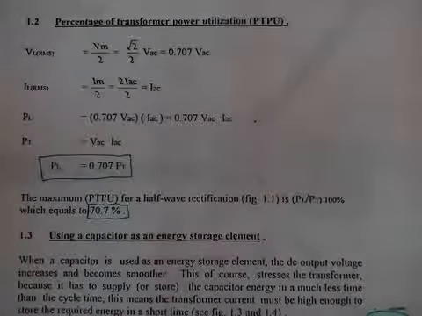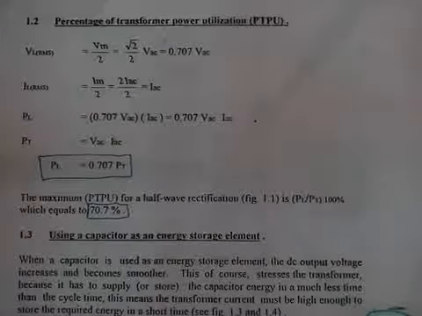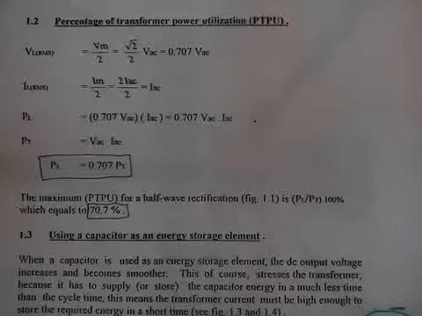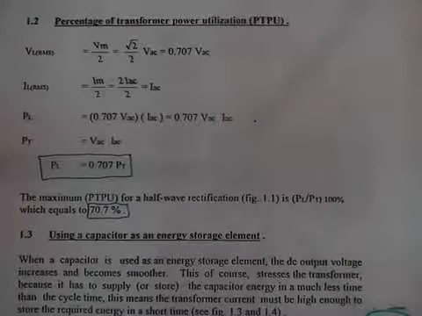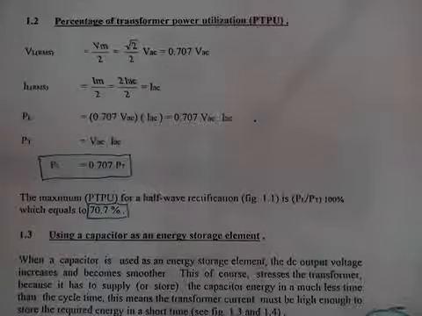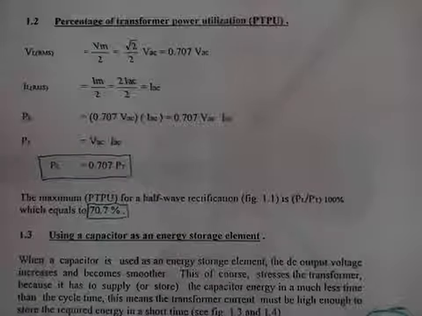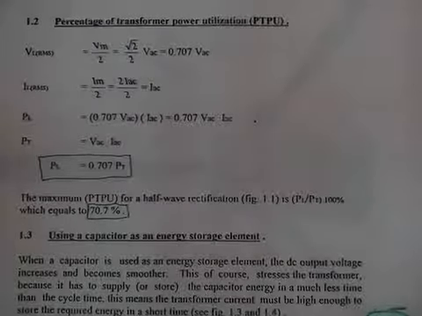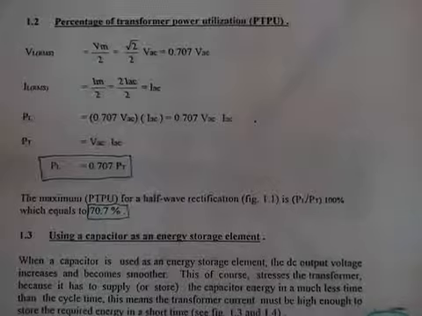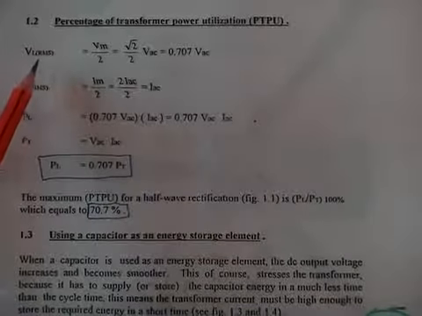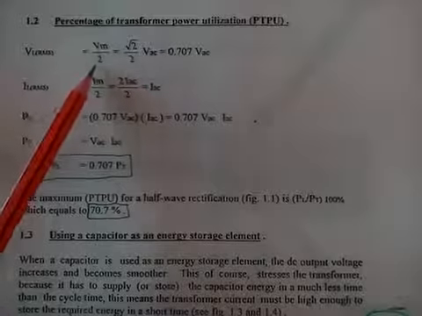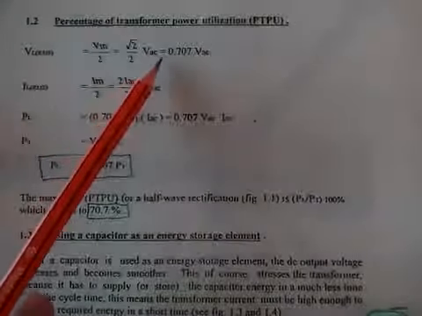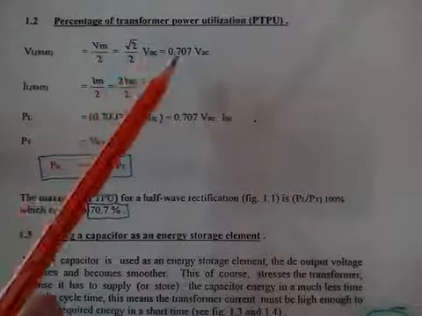Now the percentage of transformer power utilization. How much did we get back from our transformer? How much did we utilize when we used it in that half-wave rectifier? We have that VL in RMS, like we said before, equal to VM over 2. Half of VM, that's the RMS for it, and that would equal 0.707 of the VAC.